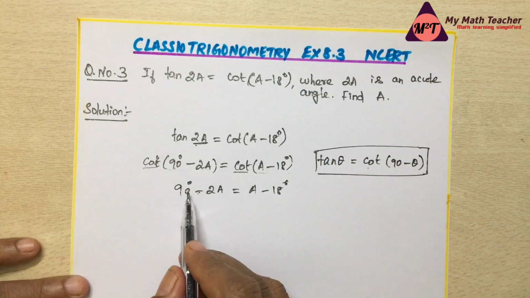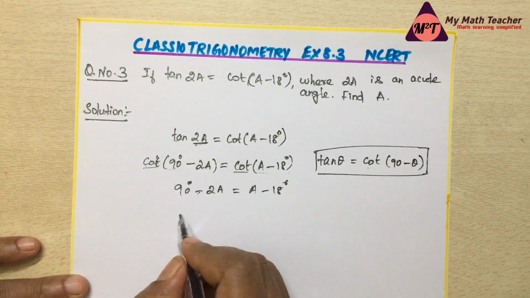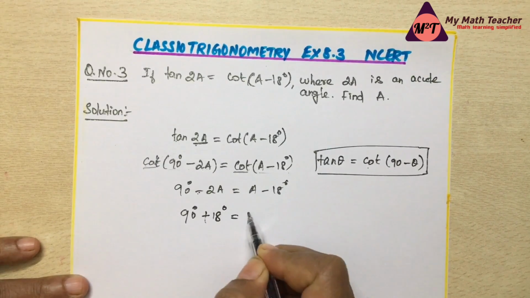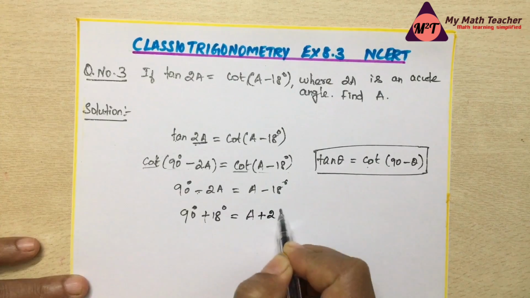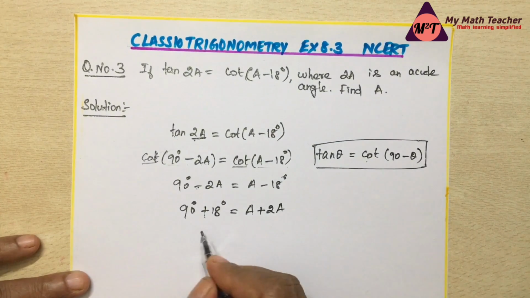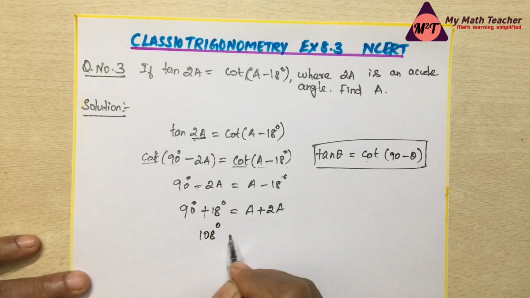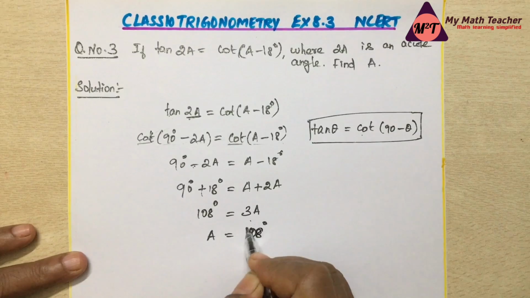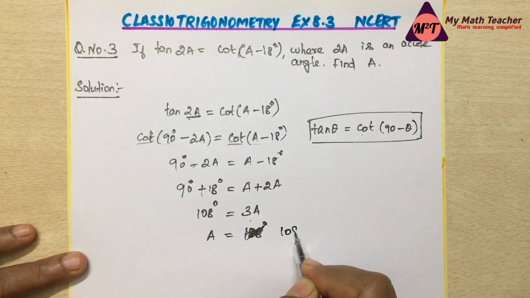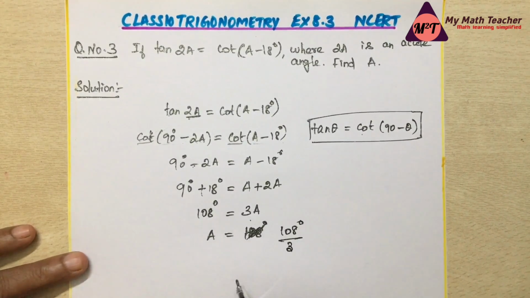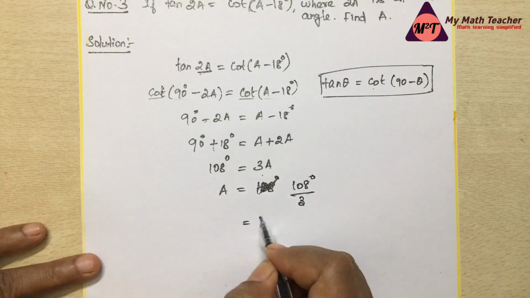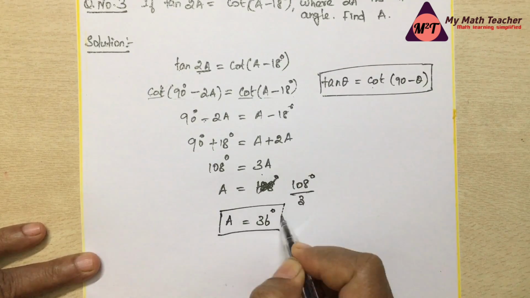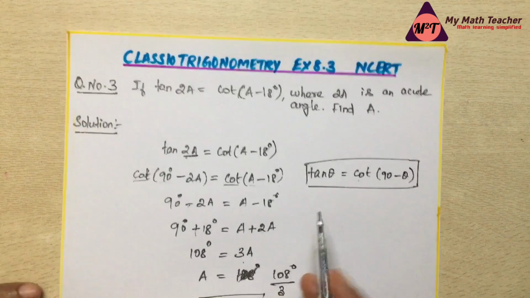Bring the numerals to one side and the variables to the other side. That is 90 degrees plus 18 degrees is equal to a plus 2a. Now this is equal to 108 degrees, which is equal to 3a. Now a is equal to 108 degrees divided by 3, which is 36 degrees, which is a. The value of a is 36 degrees.